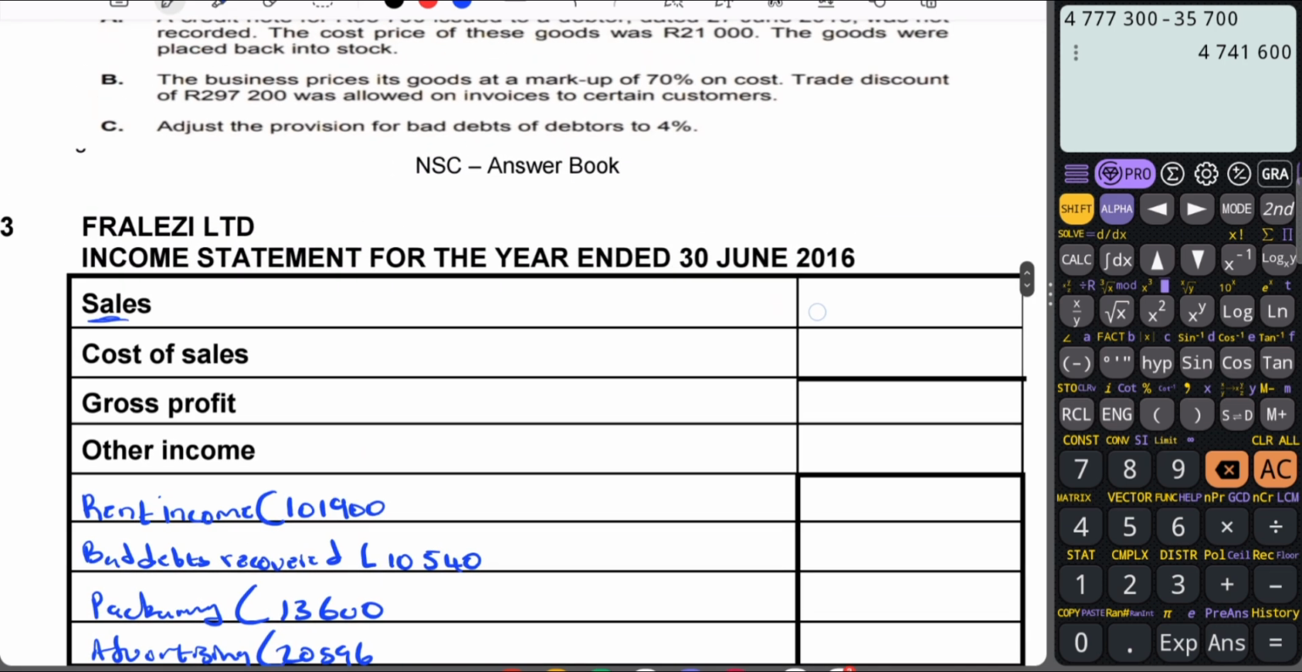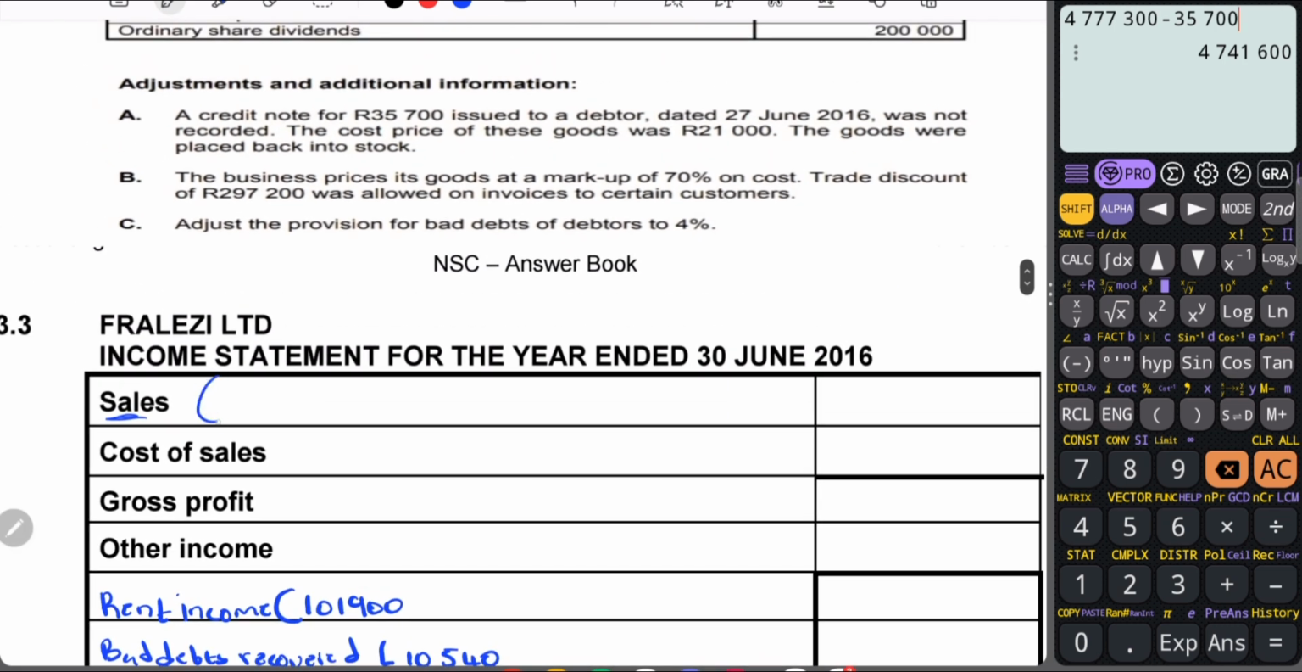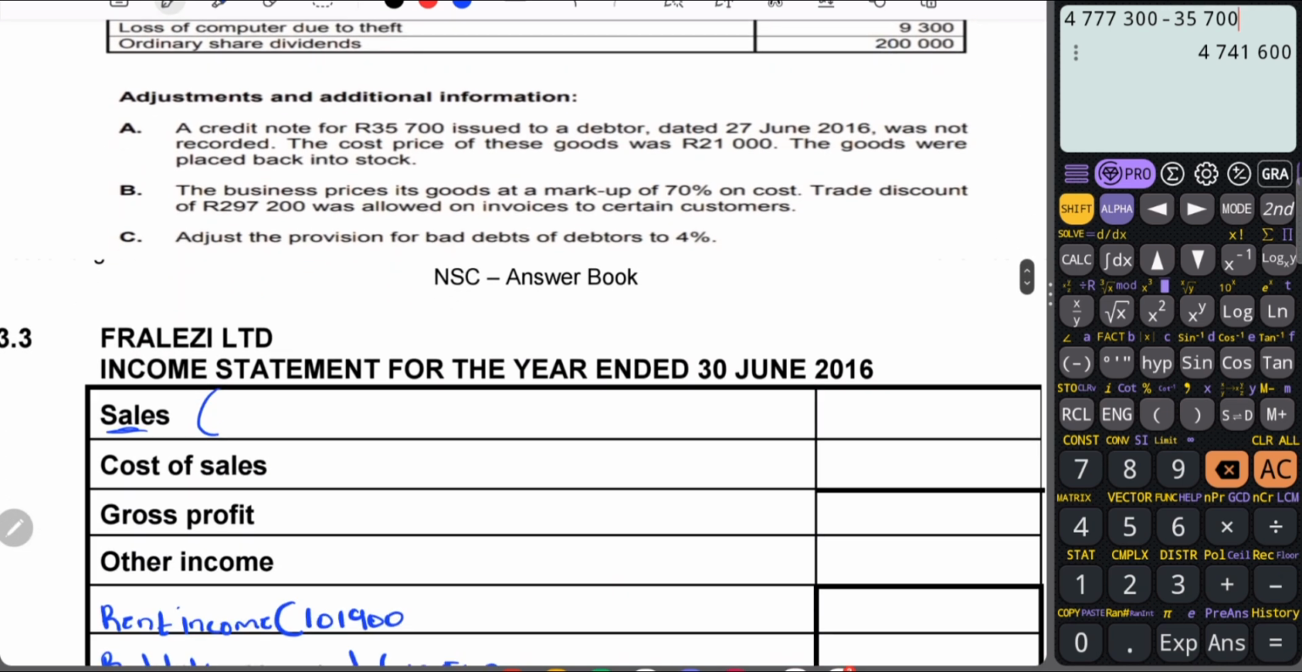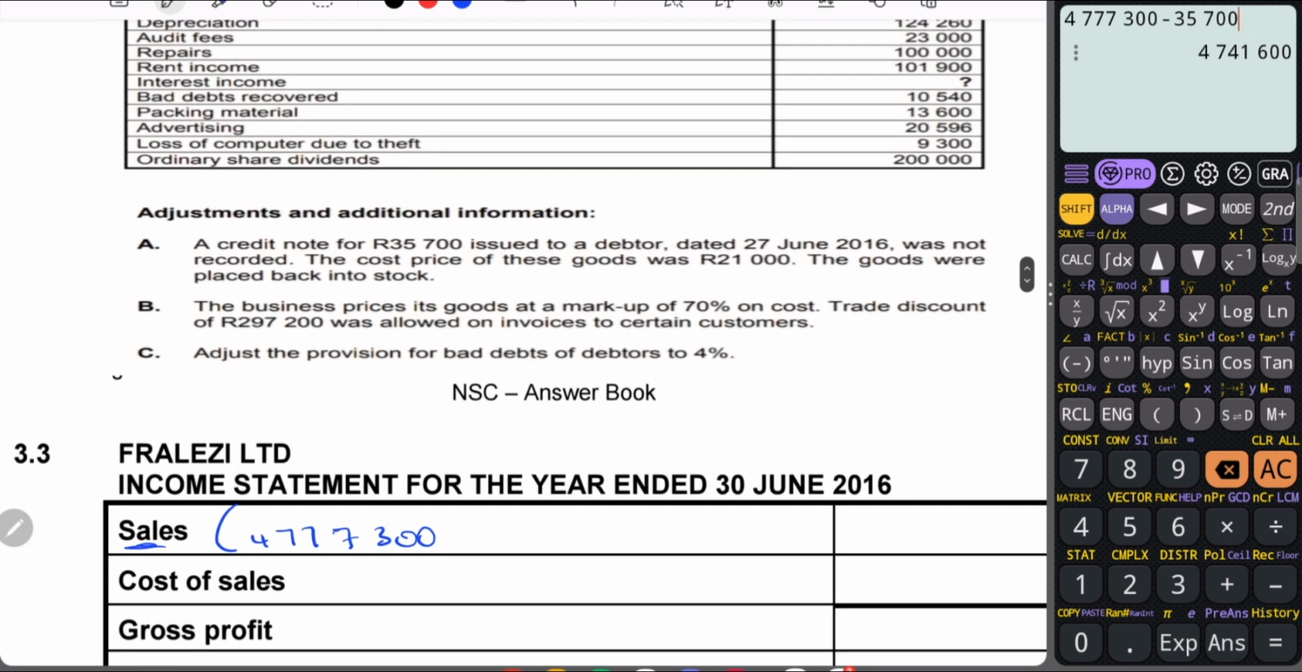All right, now our sales, we are also given this amount, and it's 4,777,300 under sales. After recording what you are given, now you can go through your adjustment and additional information. Now let's go to information number A.